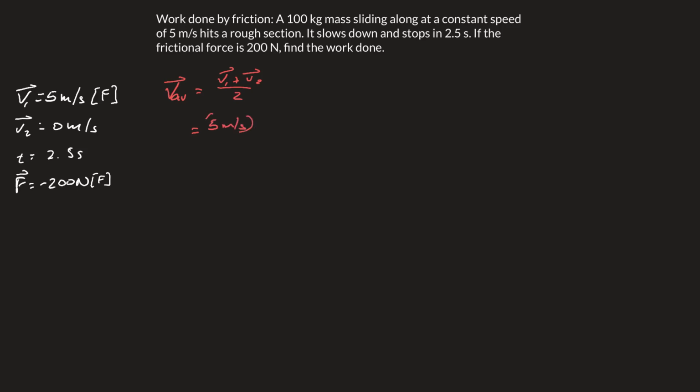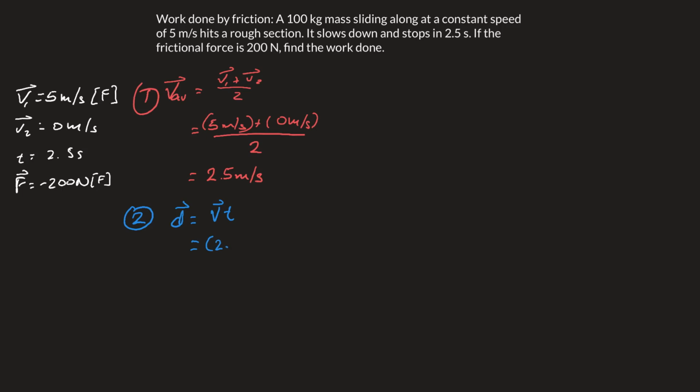So that's 5 meters per second plus 0 meters per second divided by 2, which leaves us with 2.5 meters per second. So that's step one. Step two here is to find the total distance or displacement because we need that to calculate the work done. So our displacement in this case is going to be our velocity times time.